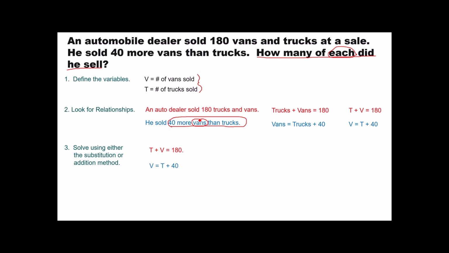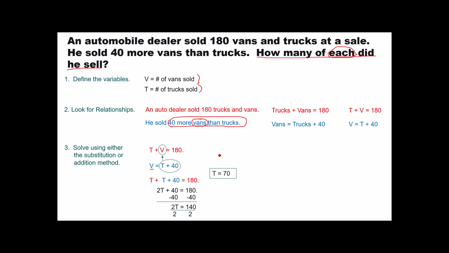As I look at these two equations in my system, what I notice is that this V is once again by itself right here. Because this V is already by itself, it is probable that substitution is going to be the preferable method here. So I'm going to take this T plus 40, substitute it in for the V, and create this new equation. Notice it's just the red equation with the V taken out and being replaced by the T plus 40. This is just a single variable equation. Just like before, the solving here really shouldn't be overly complex for you.